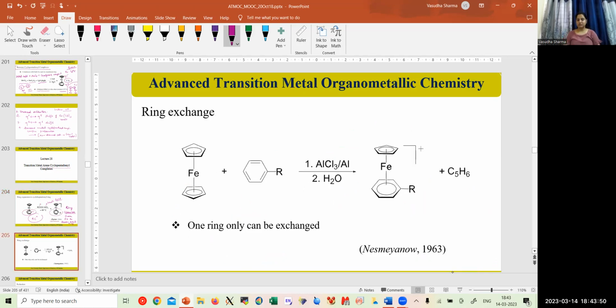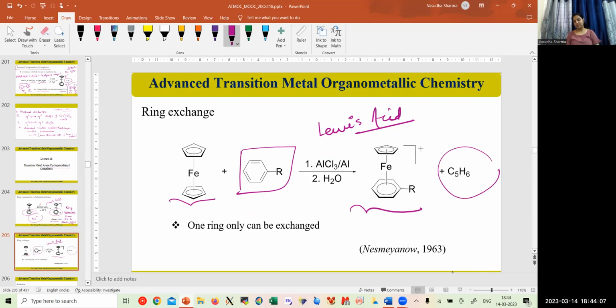Now the ring exchange again: we have 2 Cp rings, but only one ring will be exchanged at one time. So we have a ring in presence of Lewis acid again and the metals. After workup, we will end up having a C6 moiety replacing the C5, and the cyclopentadienyl ring will be out. So the take-home message is that only one ring would be exchanged under this condition.